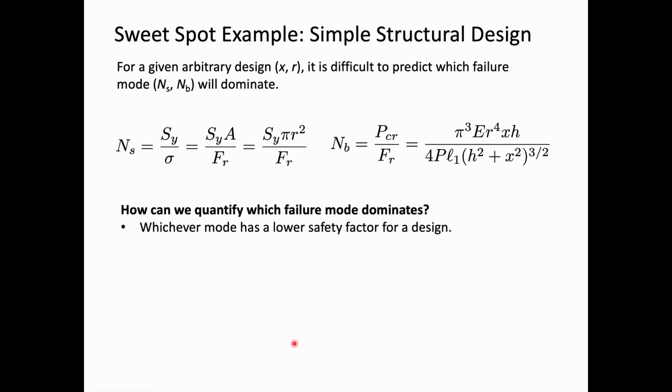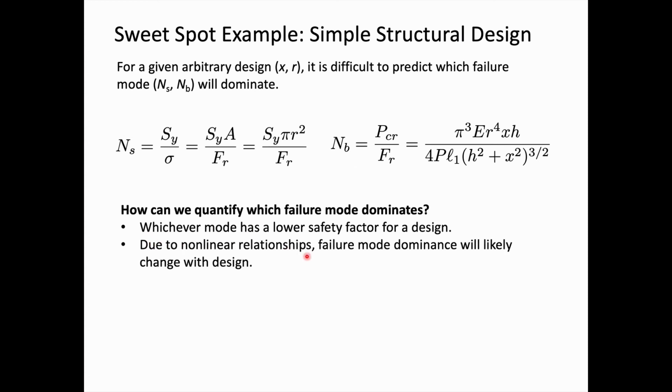The way I've defined the constraints here, we can say that for a given design, XR, if we evaluate the value of NS and NB, whichever mode has a lower safety factor for a design, that's going to be the dominant failure mode. Or in other words, think of a design, and if we start applying a load, maybe starting at 0 and gradually approaching the 5 kilonewton load, if one of these safety factors is less than 1, then we're going to reach failure with respect to the failure mode that has the smallest safety factor.